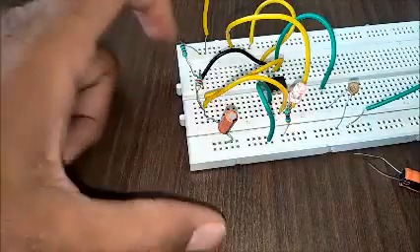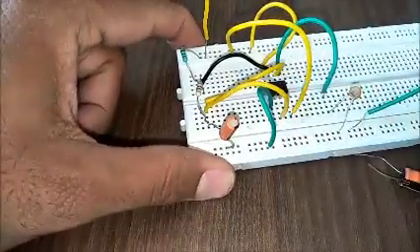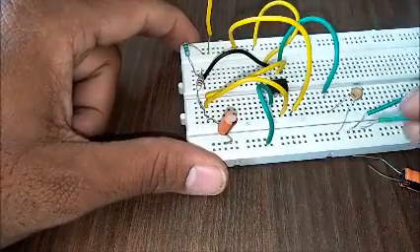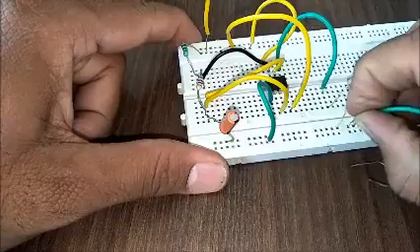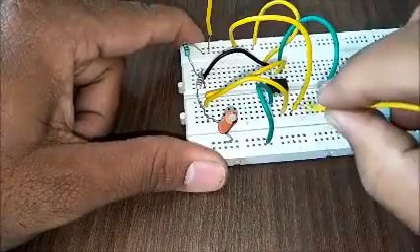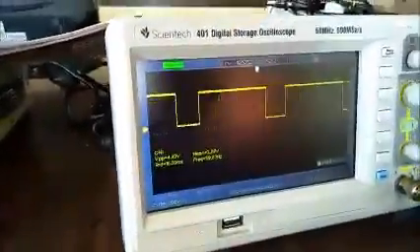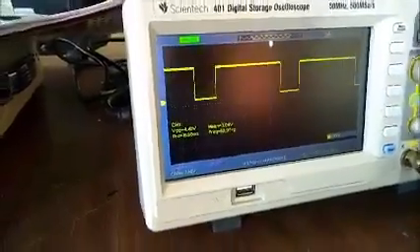So to observe that frequency, we have to use an oscilloscope. Remove this LED. Connect here the oscilloscope or DSO. So the DSO probe is connected here. Now on the DSO you will observe this waveform. So this is nothing but your on-off action.